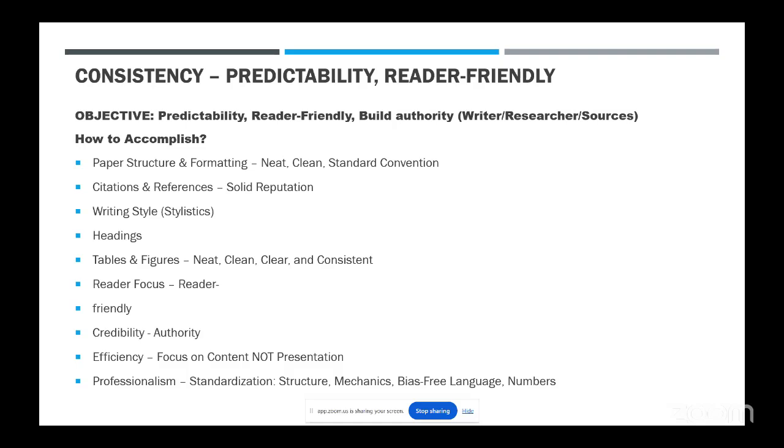Now, tables and figures. Believe it or not, there is not an APA format of tables and figures. Believe it or not. However, you want each table, each figure to be neat, clean, and clear, such that the reader can see the information that you're presenting. Again, they can follow it. Okay, they can see how you're coming up with your results.